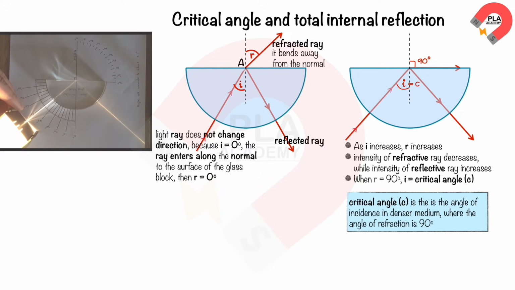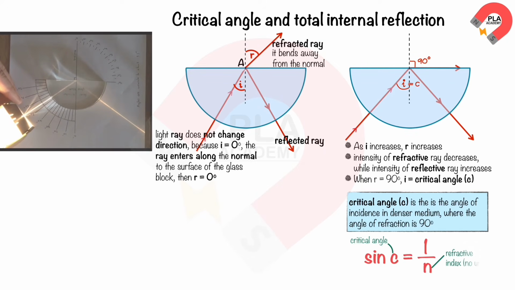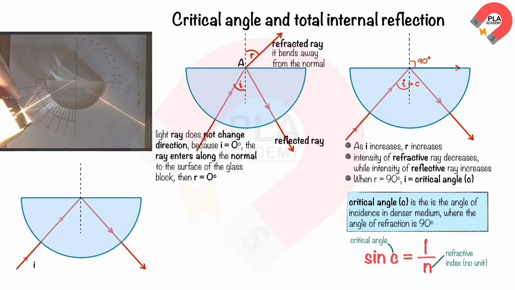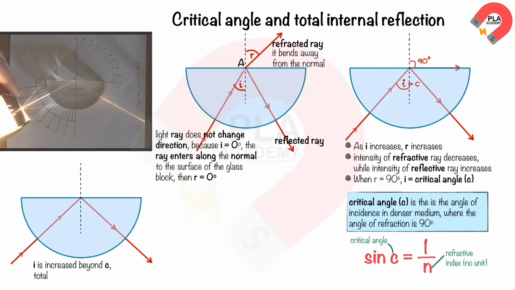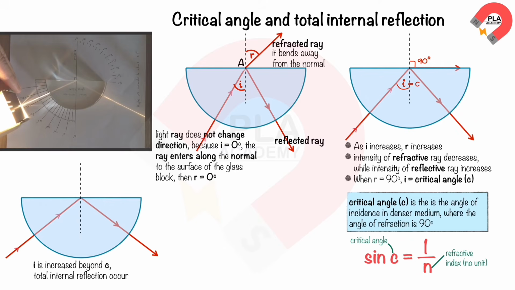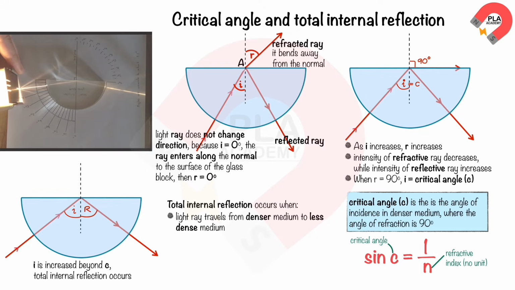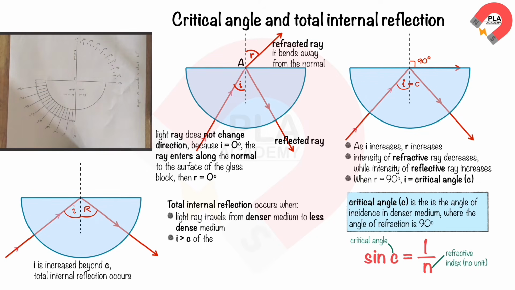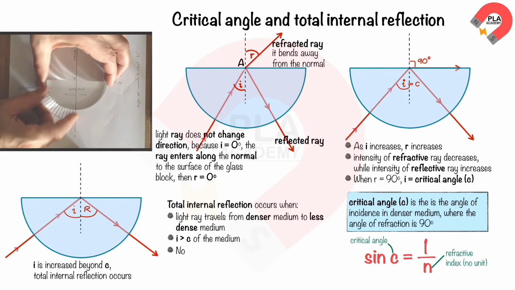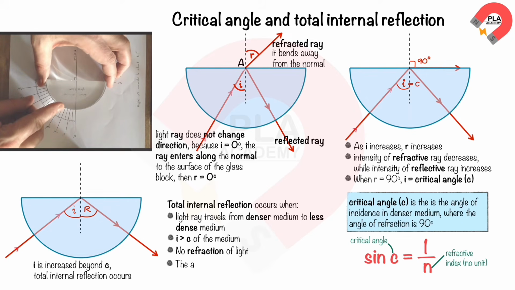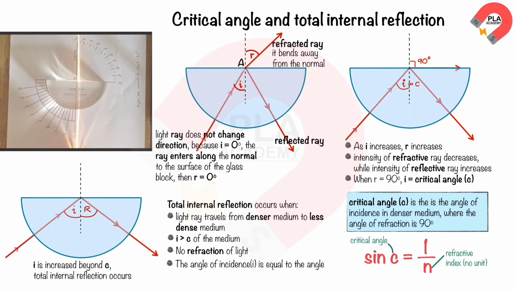We can calculate the critical angle using the equation sin c equals 1 over n. If the angle of incidence is increased beyond the critical angle, total internal reflection occurs. Total internal reflection occurs when the light ray travels from a denser medium to a less dense medium and the angle of incidence is more than the critical angle of the medium. There is no refraction of light. The angle of incidence is equal to the angle of reflection.